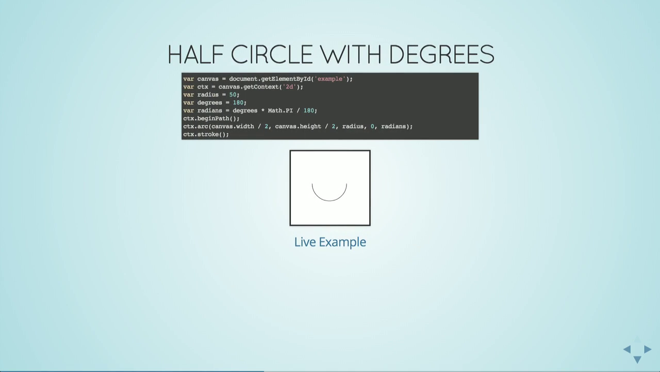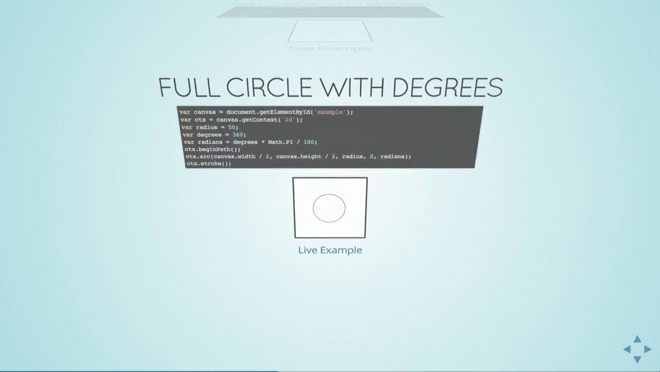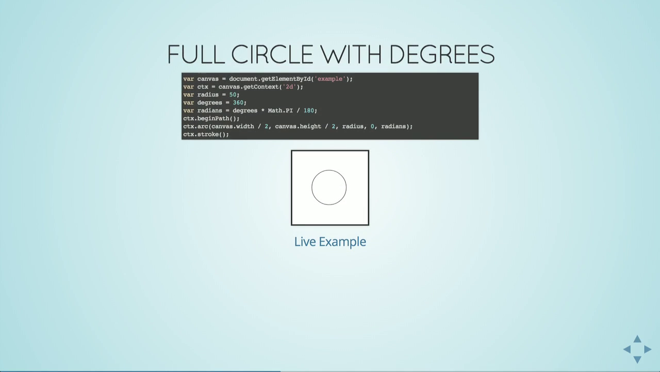So let's do it with degrees, because you're not really comfortable with pi and radians. We can use my formula that I gave you. So var degrees equals 180, which is half a circle. Var radians equals degrees times Math.PI divided by 180. And then when you plug in the end angle, you plug in radians. So pretty simple. Full circle, 360 degrees.